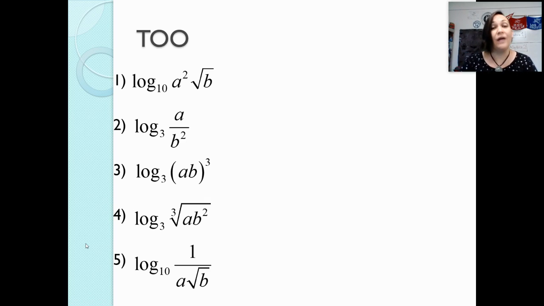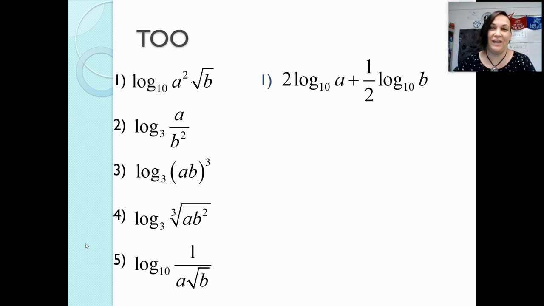All right. Now I hope that on each of these you got a total of 2 logs because each of these just has an a and a b. So you need a log for the letter a and a log for the letter b. Let's check and see how we did. On the first one, I got 2 log of a plus 1/2 log of b. Remember that radical turns into a fractional exponent.